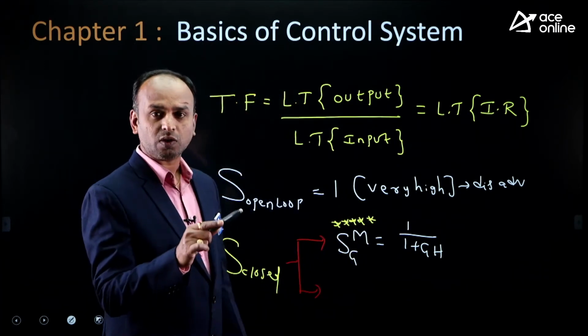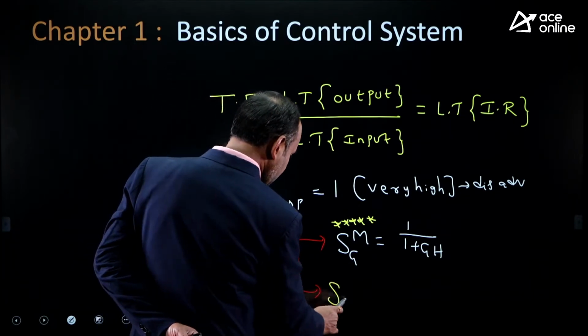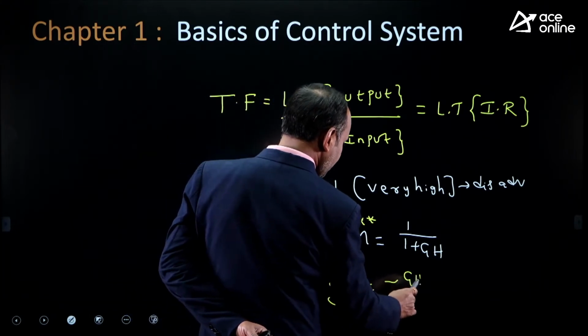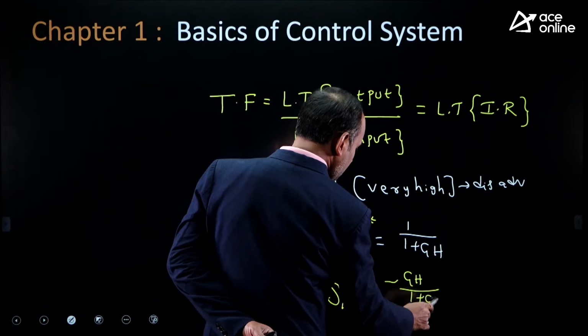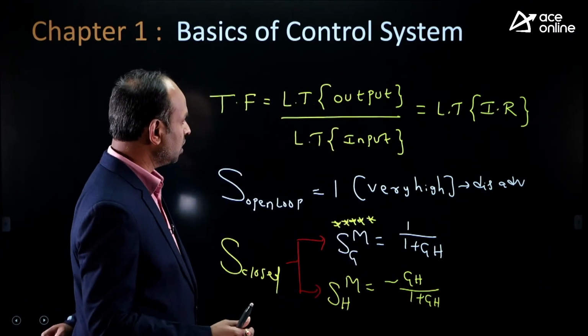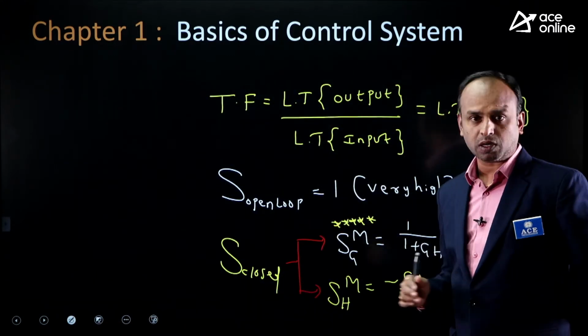In the closed loop system, we have the open loop gain as well as the feedback gain. Also, for parameter variation with respect to H, the sensitivity of M is minus GH upon 1 plus GH. These are the short important topics and the main importance in the basics of control system.